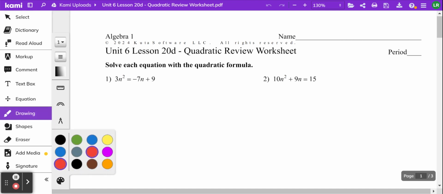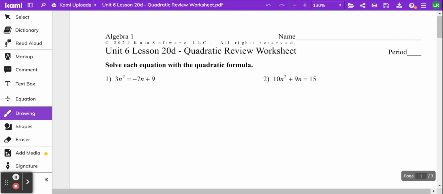Okay, so first thing you need to do is a reminder. You always have to make this equal to 0. There are different ways to do it. A lot of us have been moving the negative 3n squared to the right. Then we had to make sure that we put this in the correct order. So it's the n squared, negative 3n squared, and then the n, negative 7n, and then plus 9. So now we have our ABC. A is negative 3, B is negative 7, C is 9, and we're going to be doing our quadratic formula.